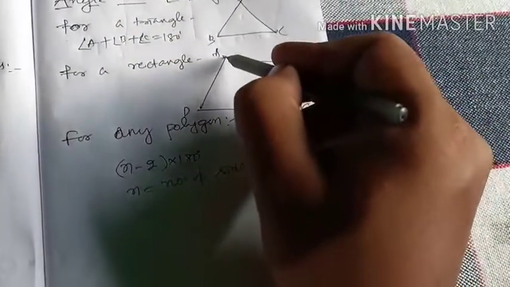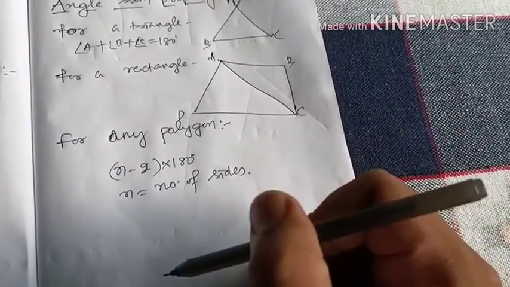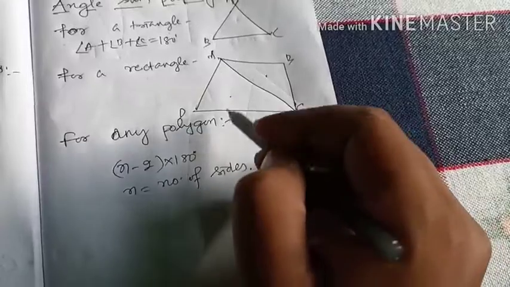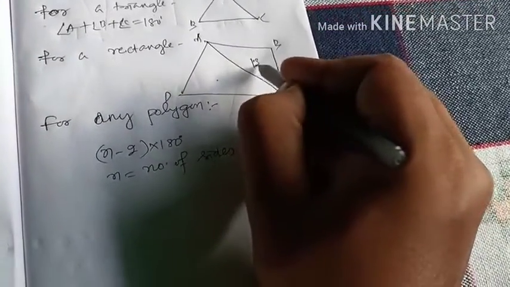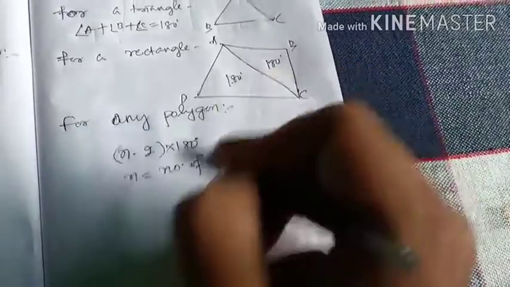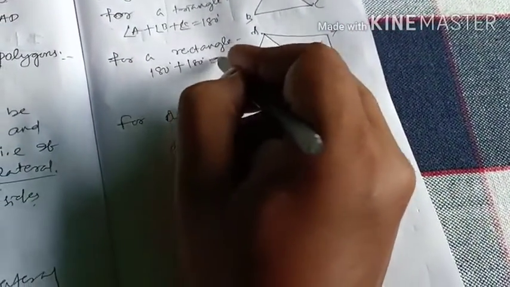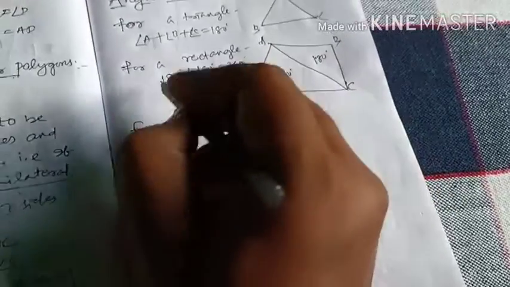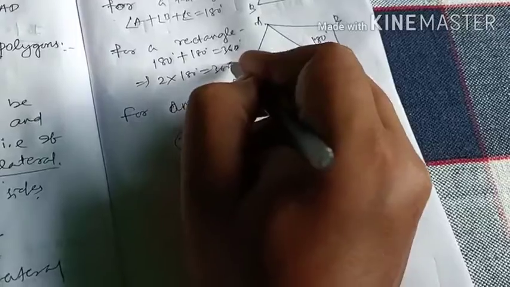We can make it into two triangles by drawing a diagonal. Now there are two triangles, and you know that the sum of angles of a triangle is 180 degrees. So it is 180 degrees, again 180 degrees. 180 degrees plus 180 degrees is equal to 360 degrees. Again we can write it as 2 into 180 degrees is equal to 360 degrees.